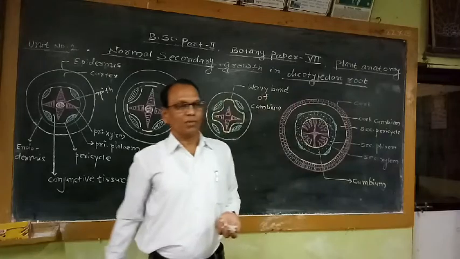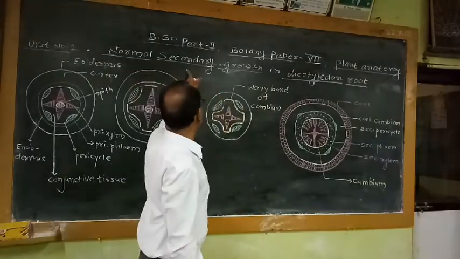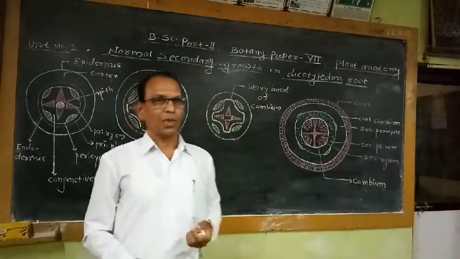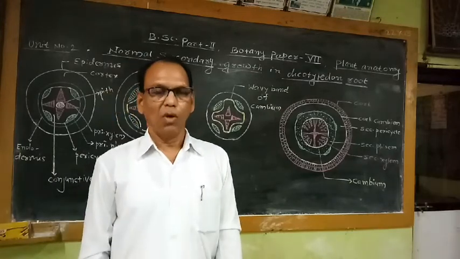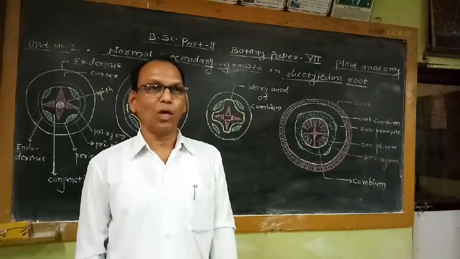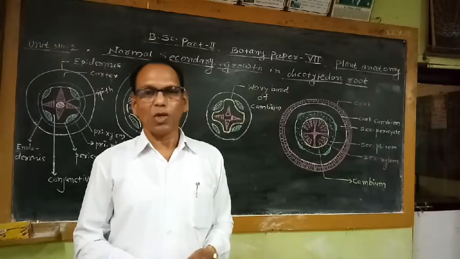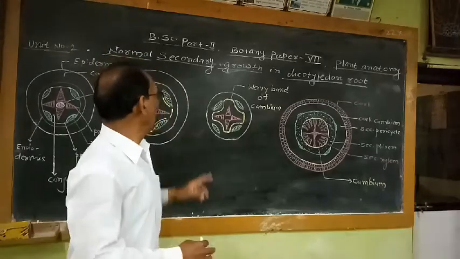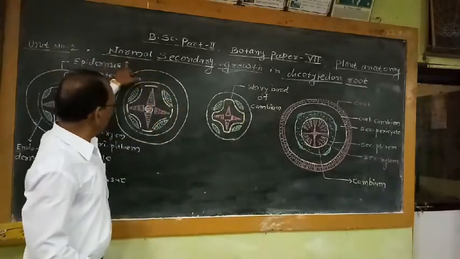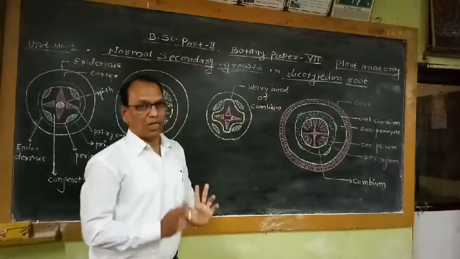As far as secondary growth is concerned, secondary growth is an important characteristic feature of dicot and gymnospermic stem and root. Secondary growth is totally absent in monocot plants. So what is the meaning of this term secondary growth?